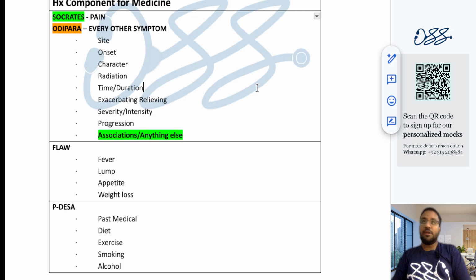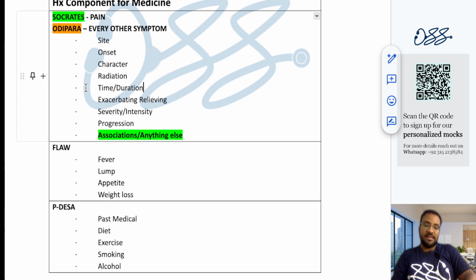Okay, can you please tell me how your vomiting has been for the past 2 months? Yes, doctor, initially I used to have vomiting 2 to 3 days in a month after my meal, but now I am having it every day after every meal that I am taking. Okay, so the P is for progression. Then comes the A.